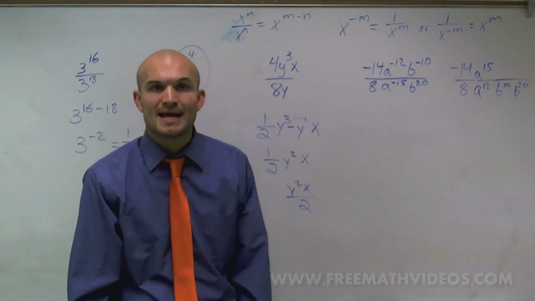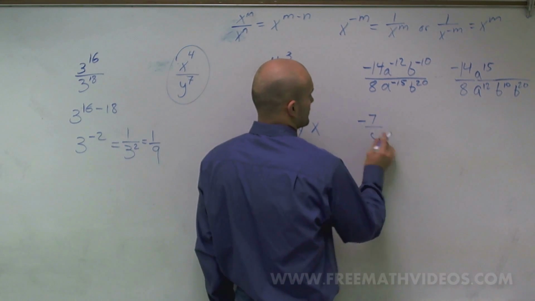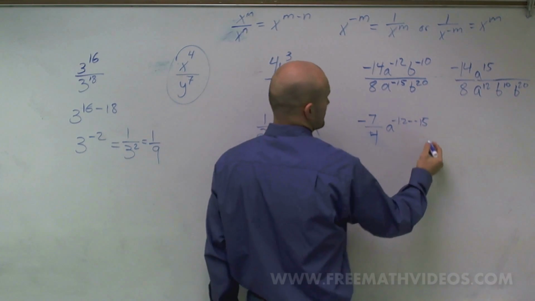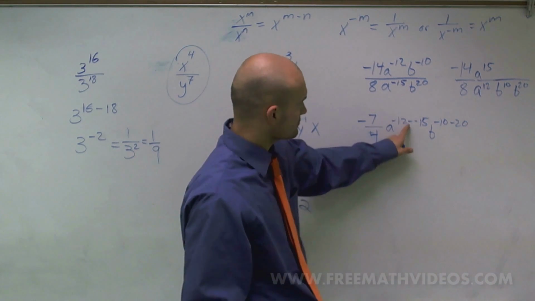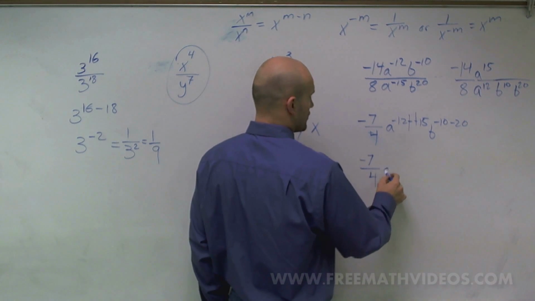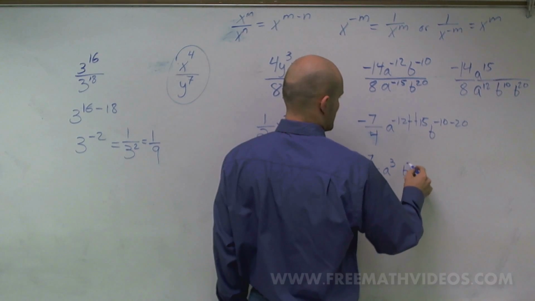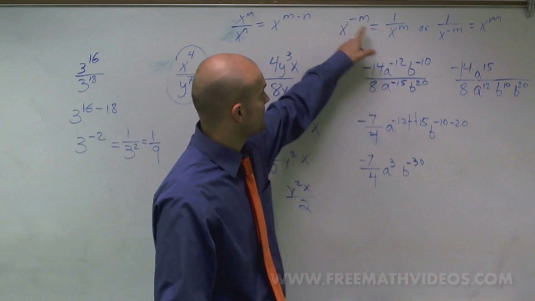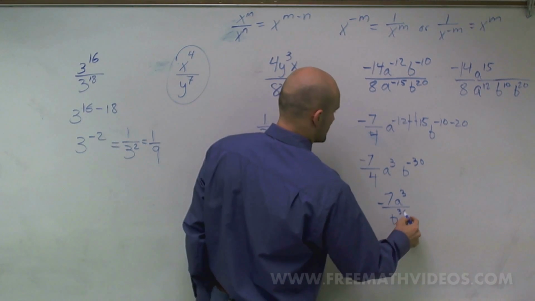I can't divide negative 14 by 8, but I can reduce it to its lowest terms, which would be to divide it by 2. So this would be negative 7 over 4. Then a to the negative 12 minus a negative 15, and b to the negative 10 minus 20. So negative 12 minus a negative 15 becomes a double positive. Therefore, I have negative 7 divided by 4 times a to the third power. Then b, negative 10 minus 20 is a negative 30. So now, this is positive, so it's going to remain on my numerator. And this is negative, so it has to go down to my denominator. So therefore, my final answer would be negative 7 a cubed divided by b to the 30th power.